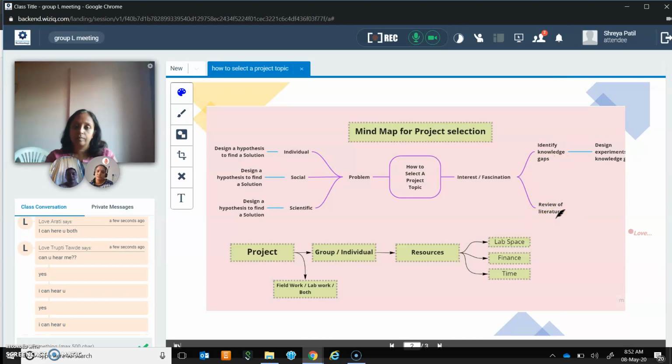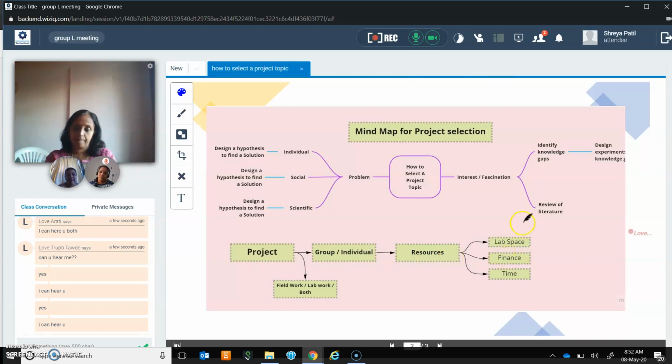Basically, the projects that I am going to discuss with them, or give them, are for internal evaluation. Once they identify the project, there are some other things they have to think about, that is whether the project is going to be in a group or an individual project. Then they have to decide whether it will be field work, lab work, or a combination of both. Then they will also think about what resources are available, and what resources would be required for that particular project.